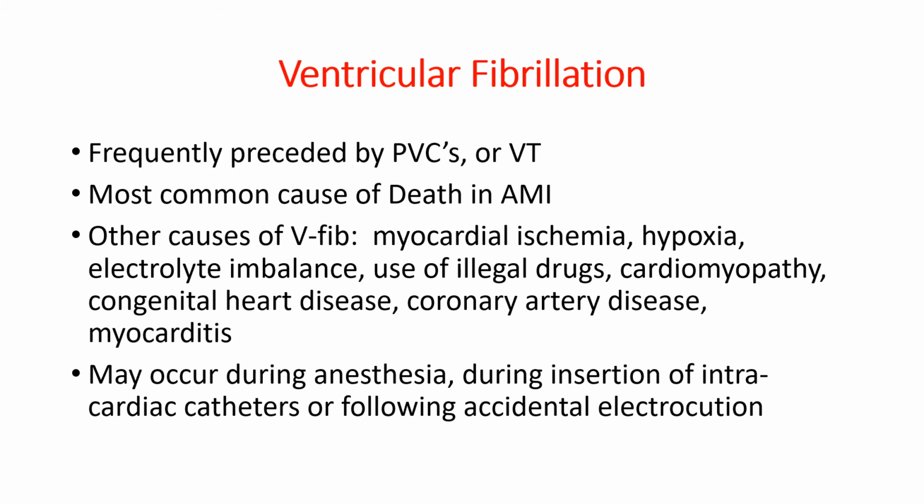So ventricular fibrillation is frequently preceded by PVCs or V-tach. It is the most common cause of death in acute MI, or myocardial infarction. Other causes of V-fib are myocardial ischemia, hypoxia, electrolyte imbalances, use of illegal drugs, a cardiomyopathy, or a congenital heart disease, coronary artery disease, and a myocarditis. It may occur during anesthesia or during insertion of intracardiac catheters or following accidental electrocution. So if somebody gets electrocuted by accident, that can stop their heart.